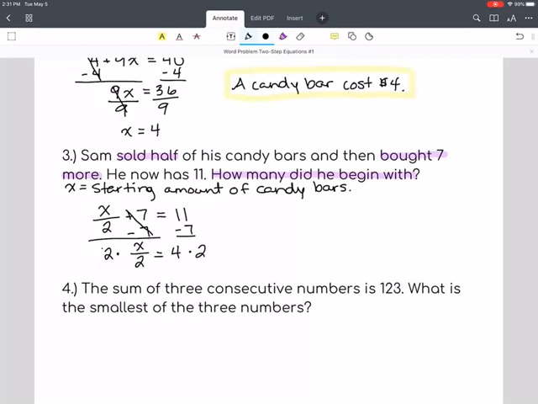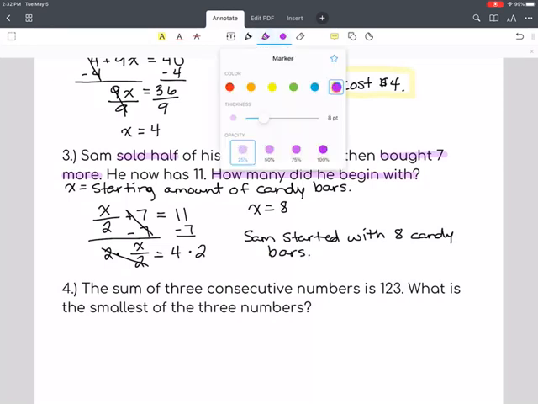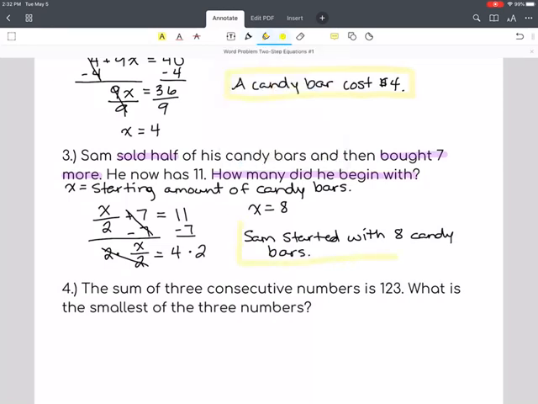So on the side with your variable, the 2's cancel, leaving you with x, and then 4 times 2 is 8. So Sam started with 8 candy bars. Alright, that is our answer.